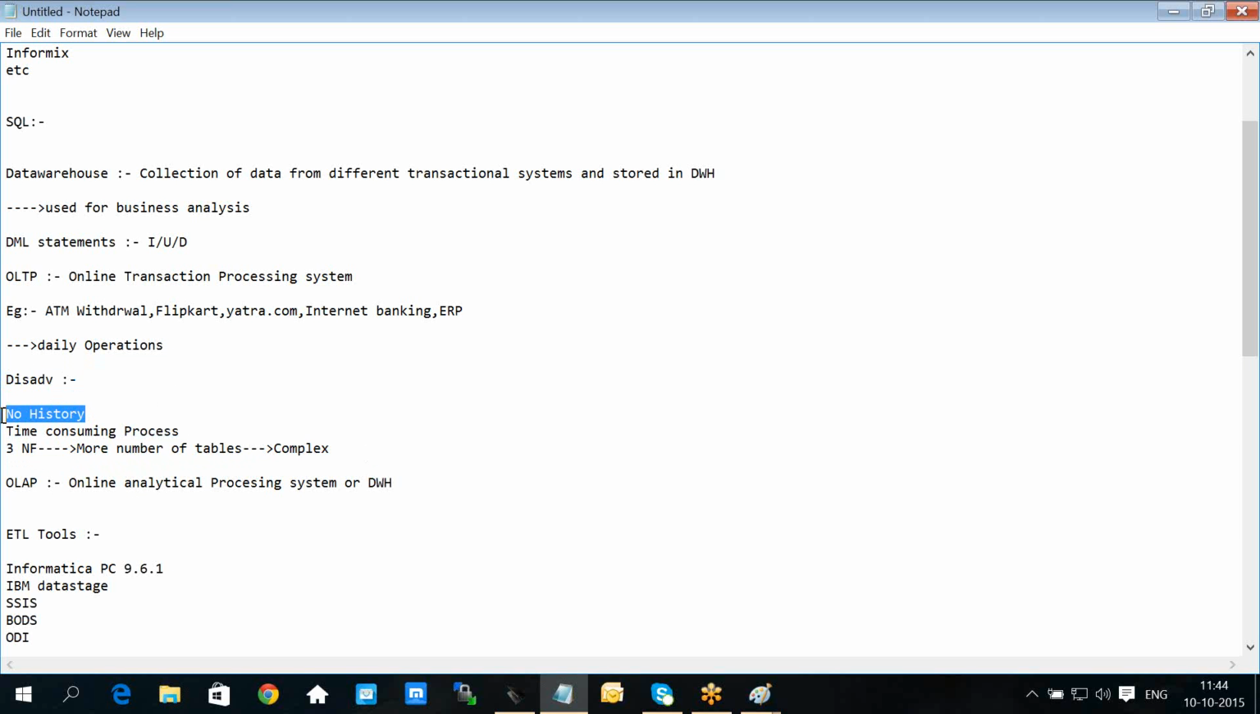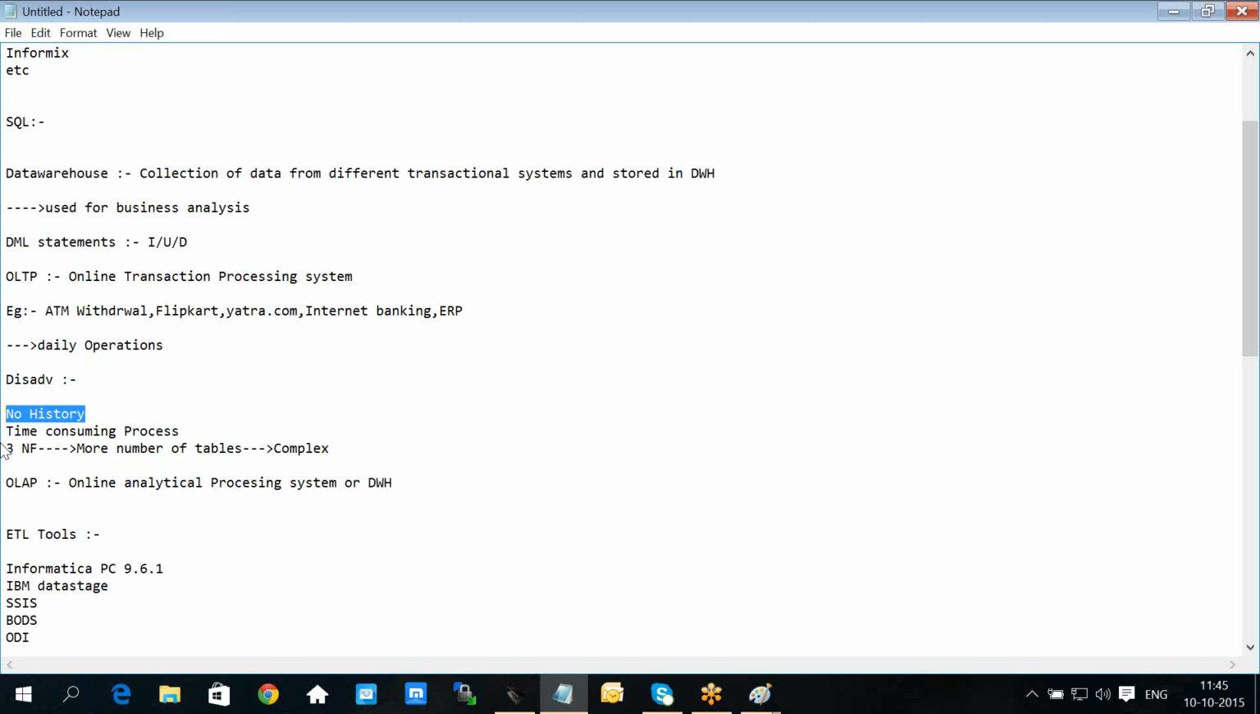Why is history so important for analysis? Historical data is not there in the transactional system, and that is why it is disadvantageous. Why is history so important for analysis? Why do we need historical data?